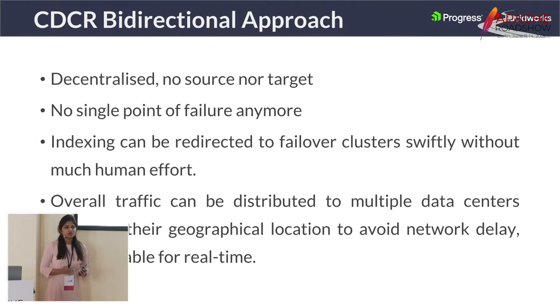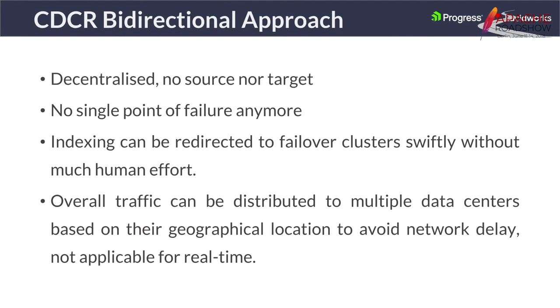So the gist of the whole bidirectional approach is that there is no source, no target. It's a decentralized cluster. There is no single point of failure anymore. And since in the bidirectional approach indexing can be done to any of the clusters, in case of a failure, the indexing can be moved from a failed cluster to a working cluster with minimal human intervention.